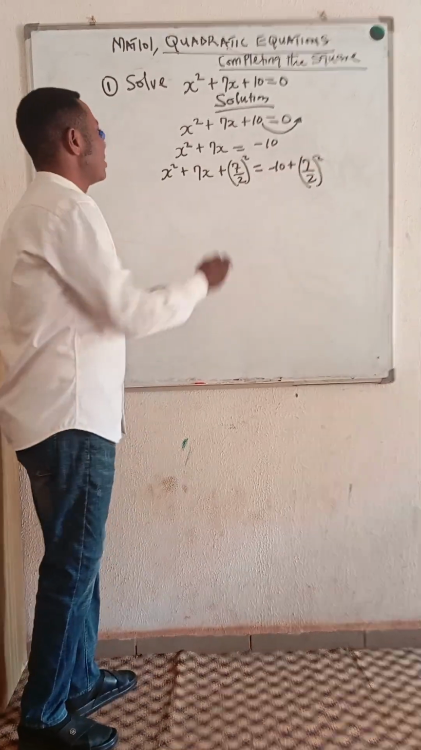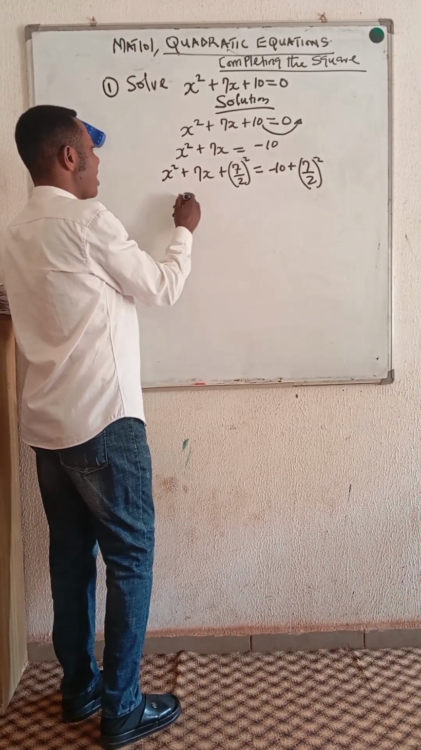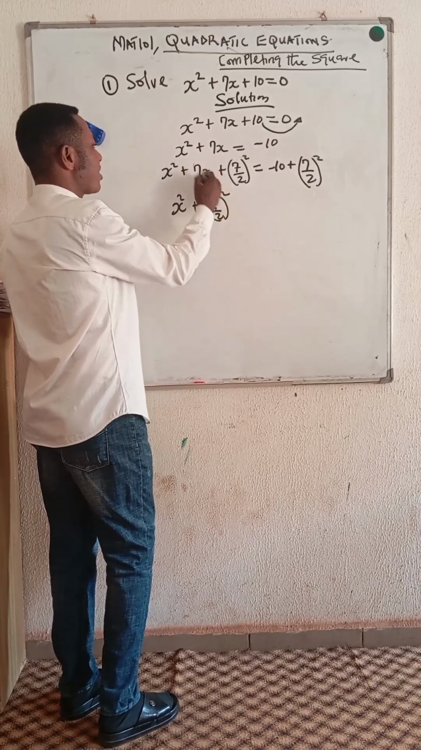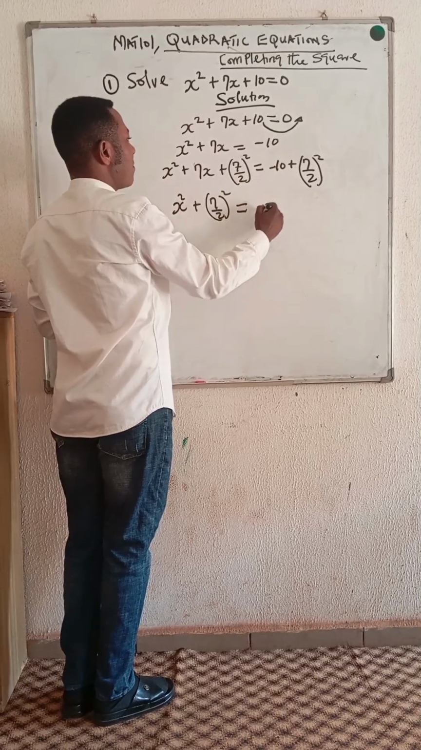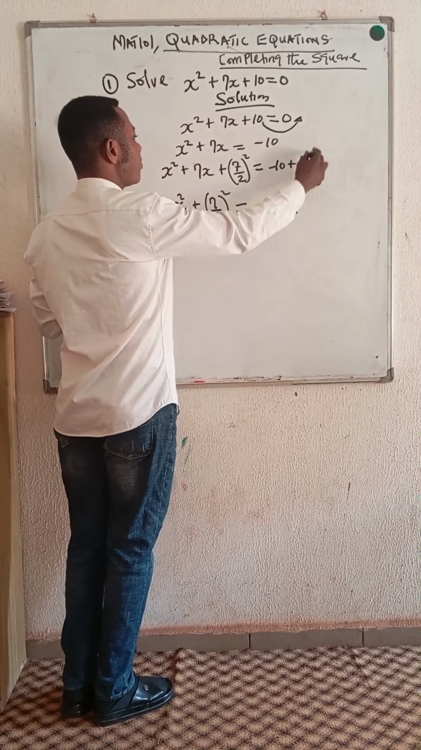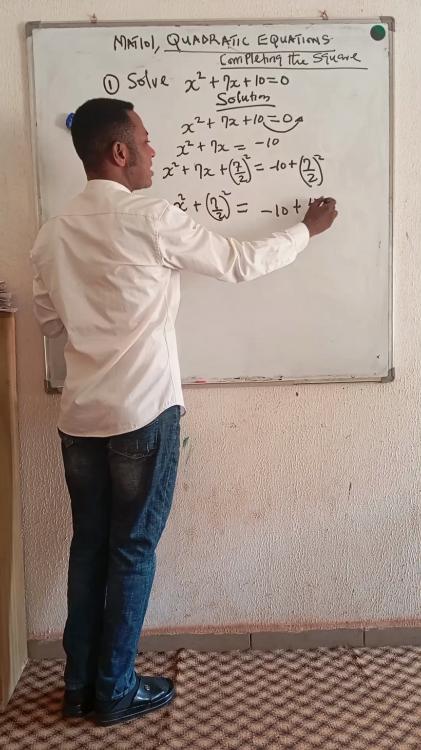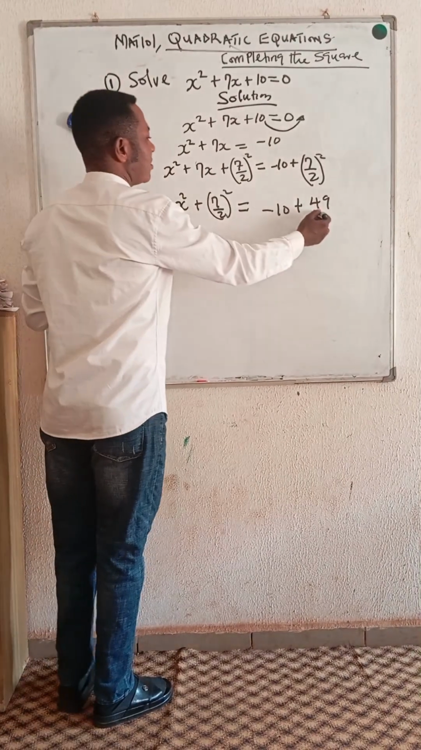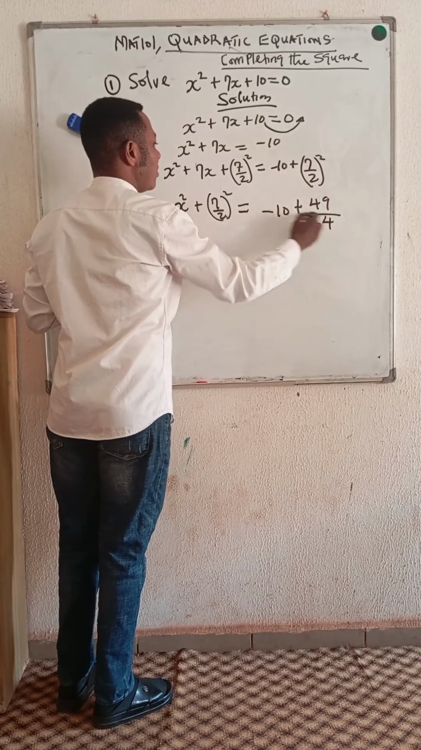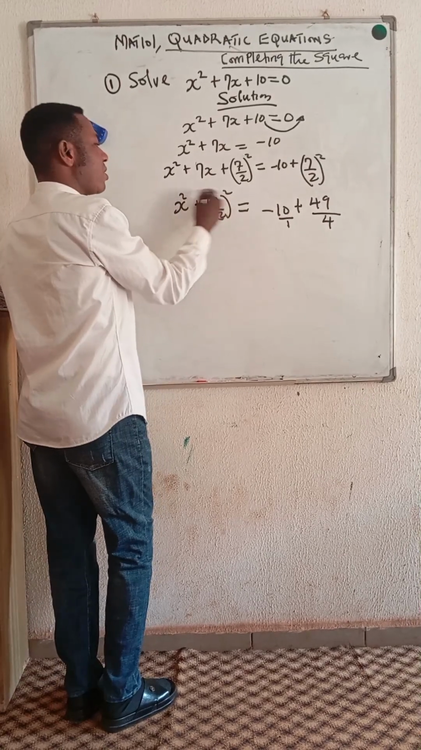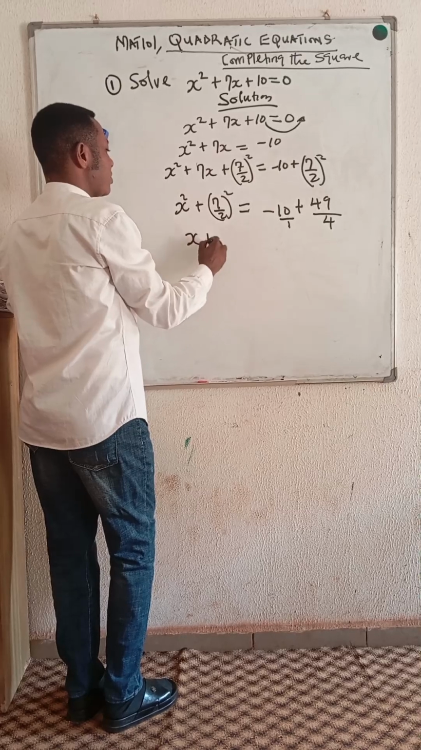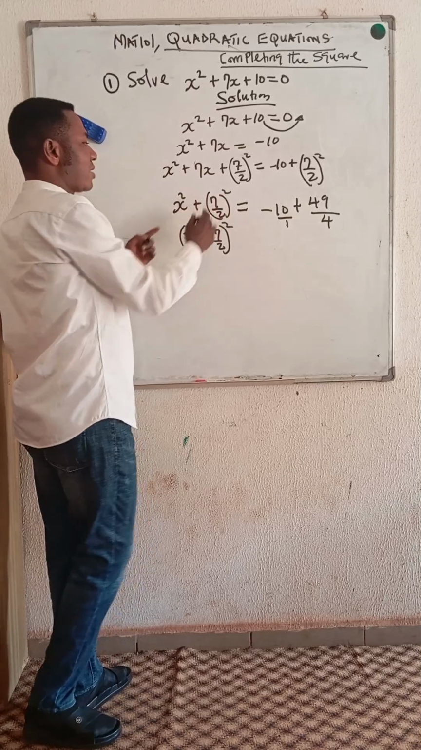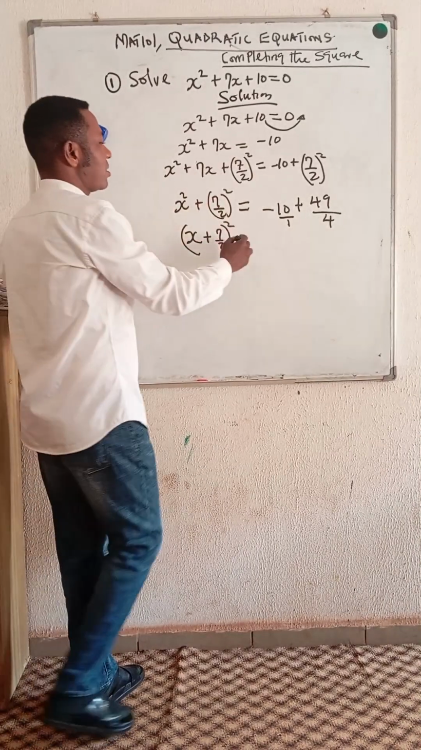Now this, I'll write to be x squared plus 7 over 2 squared. We now ignore this, alright? Equal to minus 10 plus 7 over 2 squared. Now 7 squared is what? 49. 7 squared, please, is not 7 times 2; it's 7 multiplied by 7, all over 2 squared, which is 4. You can say all over 1, alright? So here, this can also be written as x plus 7 over 2. Everything is squared now, since both x and 7 over 2 are squared.